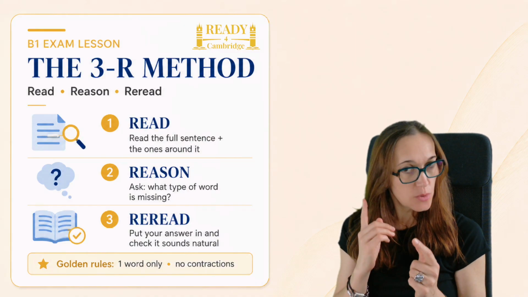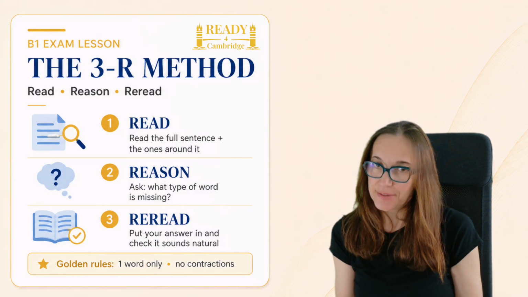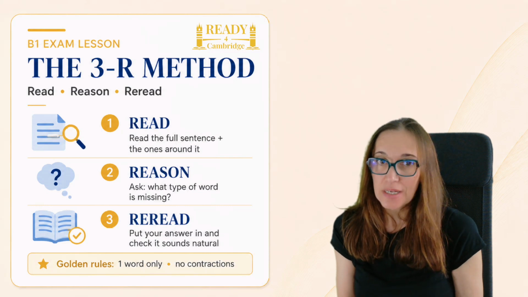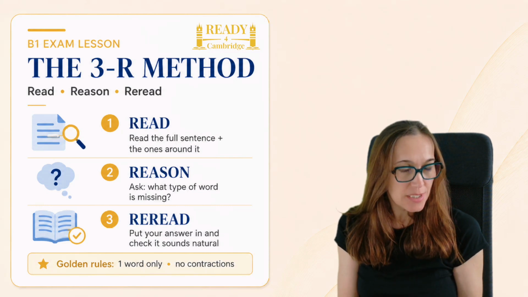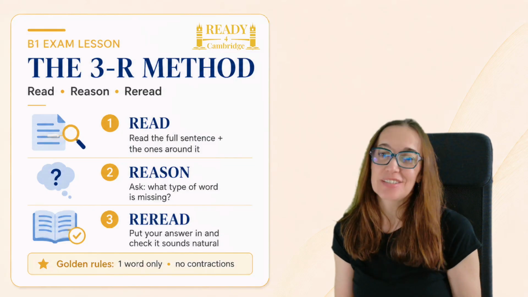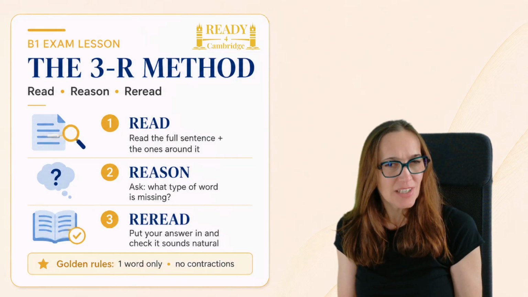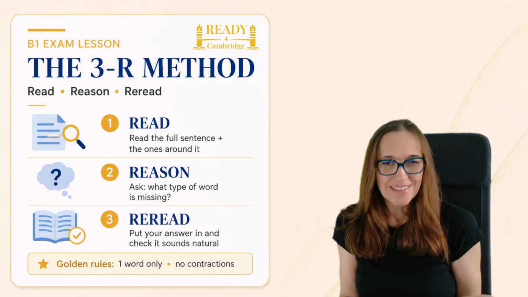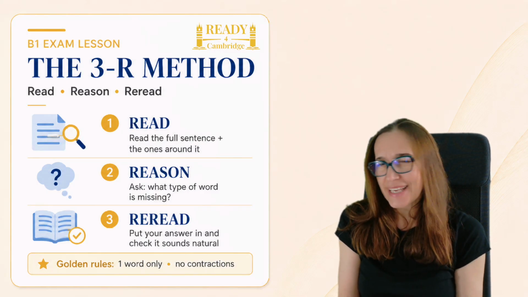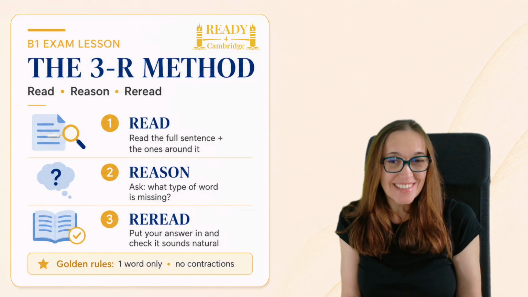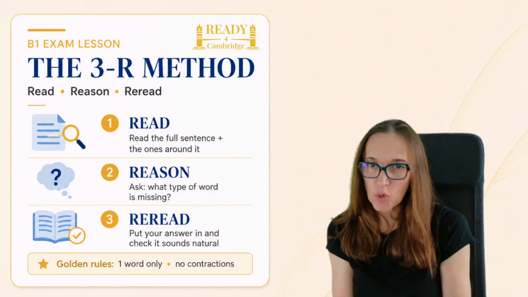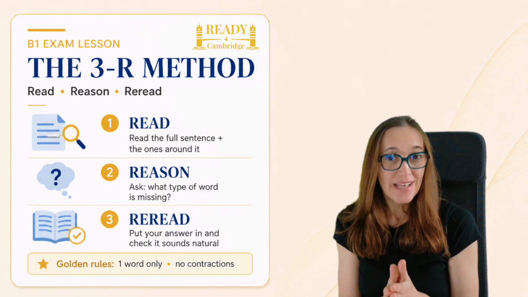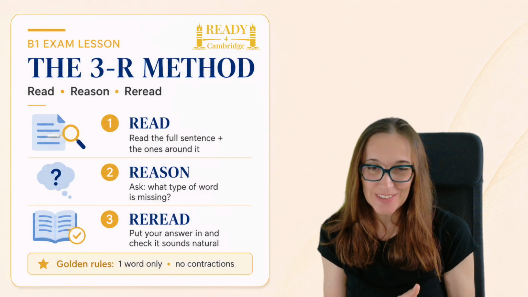Step 2. Reason. Before you write anything, ask yourself, what type of word is missing here? Is the gap after an adjective? You might need a preposition. Is the gap at the start of a sentence before a comma? You might need a conjunction. Is the gap before a noun? Maybe it's an article. Once you know the type of word, you have already eliminated most wrong answers. And you haven't even thought of the word yet.